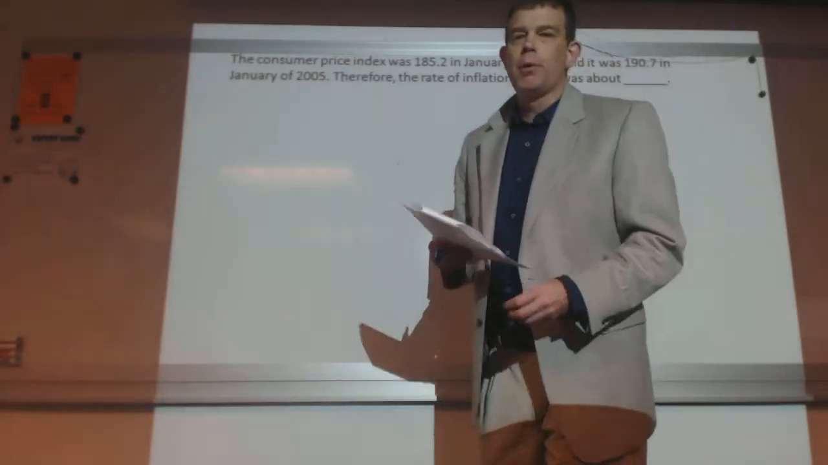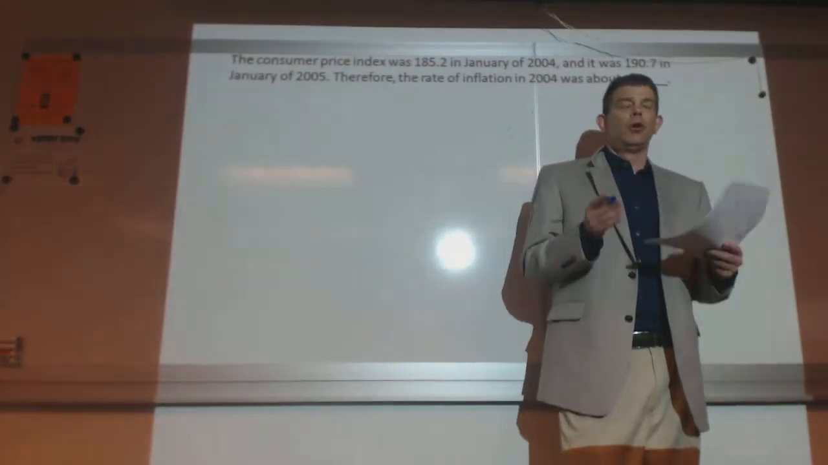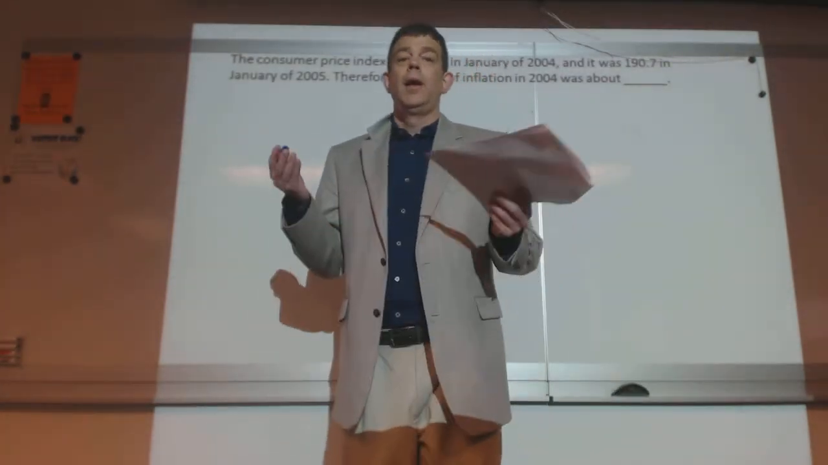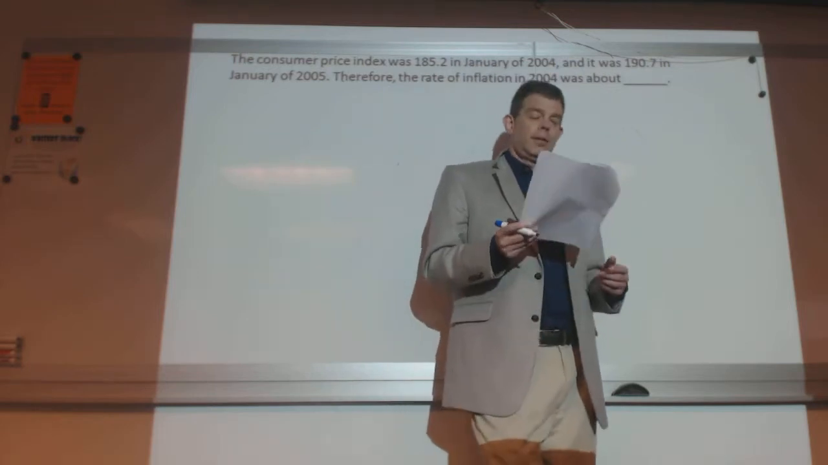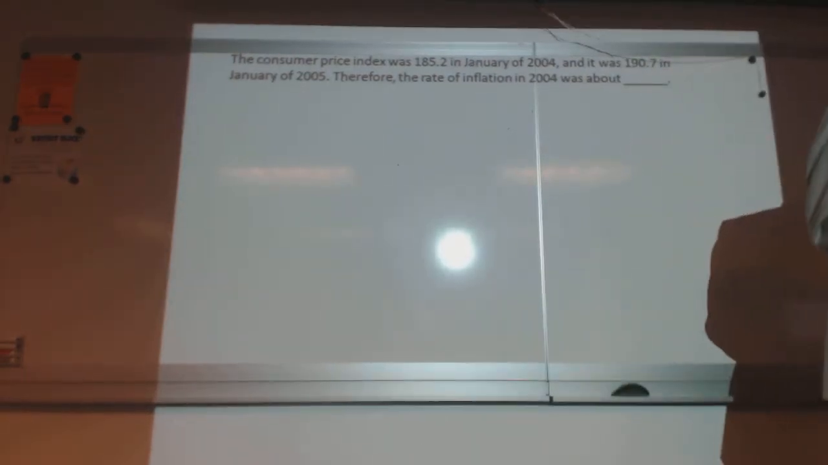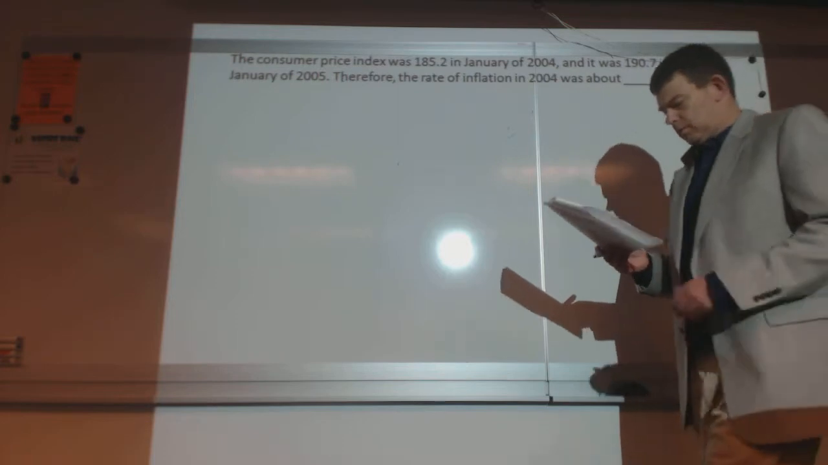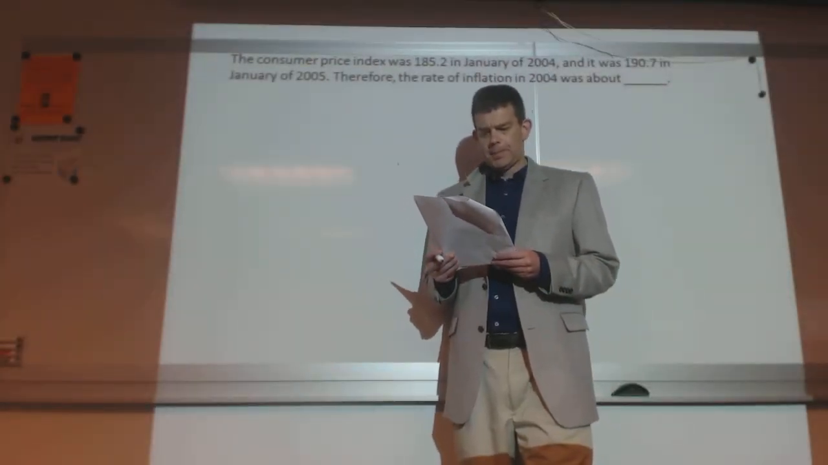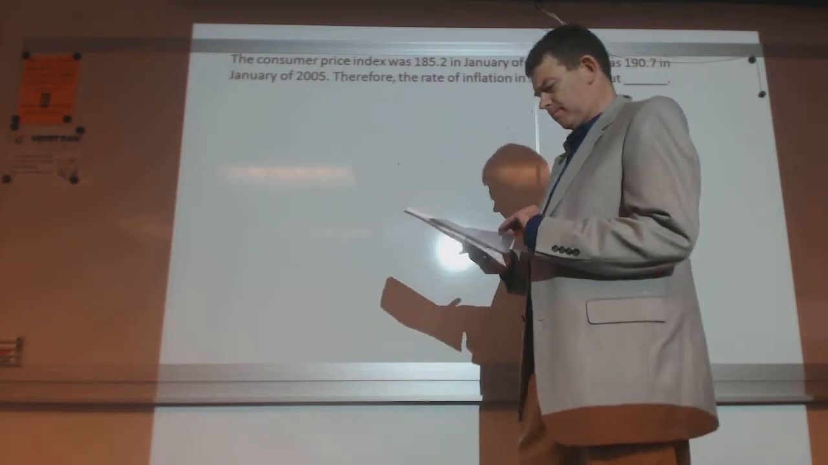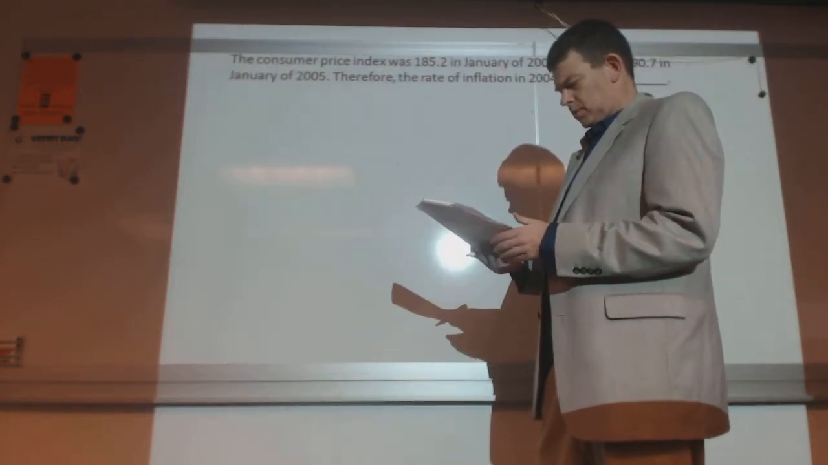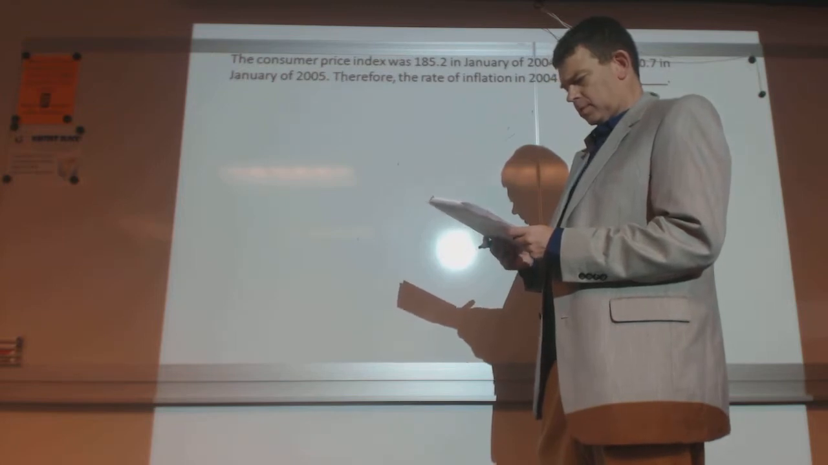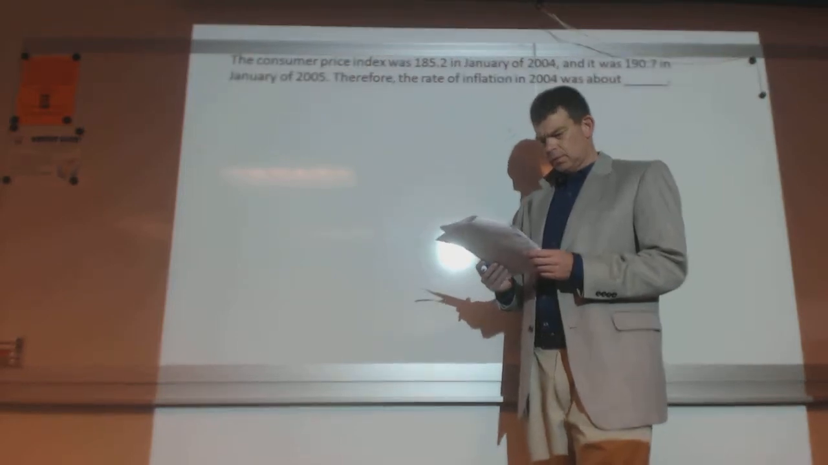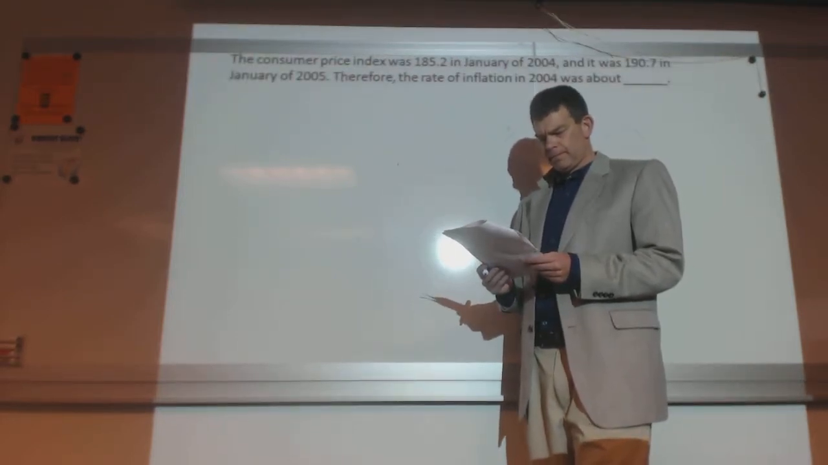So take a moment, set up your equation. Very simple. New minus old divided by old times 100, and you should get approximately 3.985, 3.99. Round up. Huh. Is that what I got? 198.3 minus 190.7, divided by 190.7 times 100. Should be approximately what? 3.985.